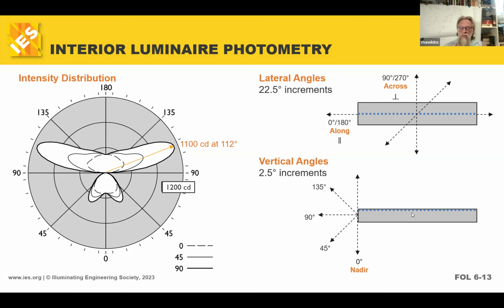So that's one slice. And what they do is they test straight down, and then every few degrees going sideways all the way up, and that's what this view is. And then it's symmetrical on both sides.